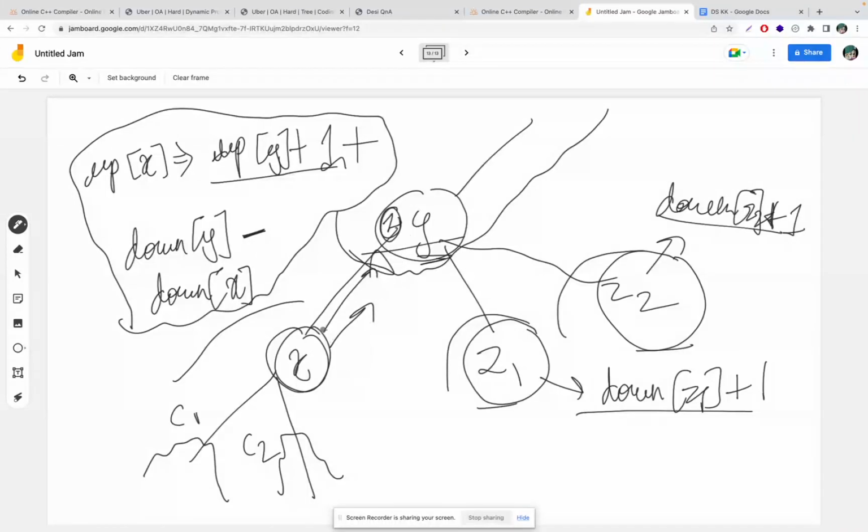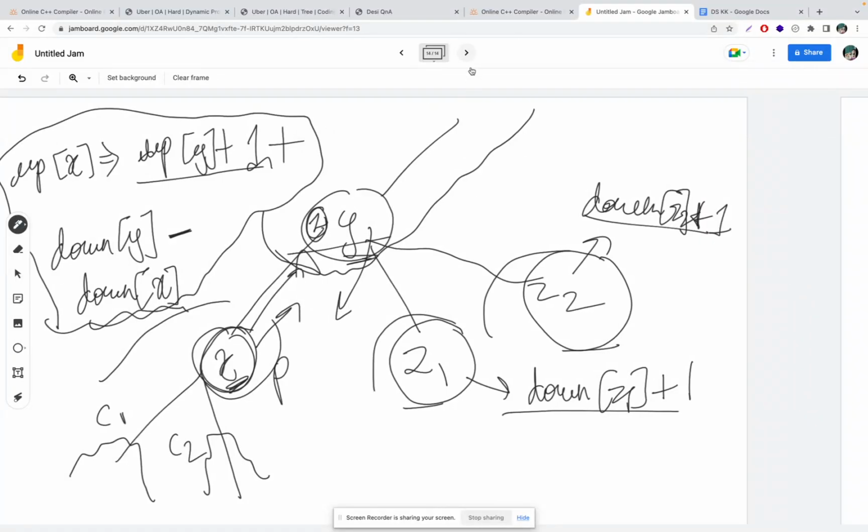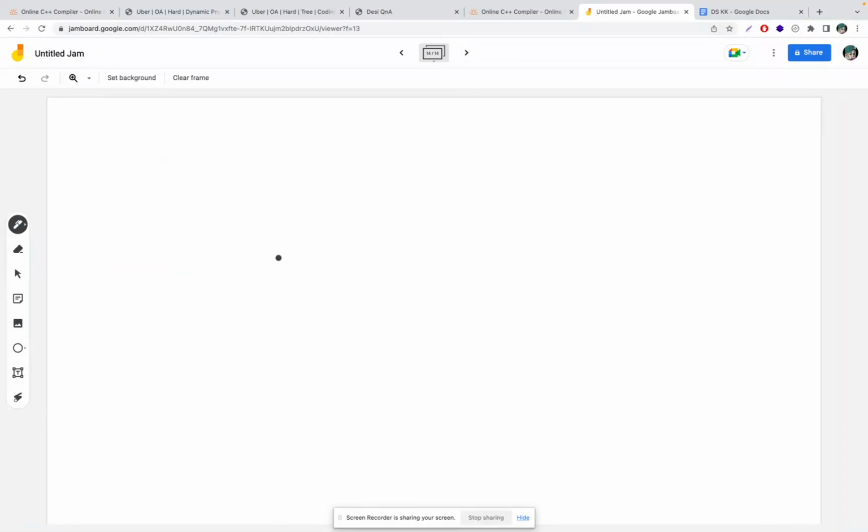And if x is prime, then we will not subtract down of x. Why? Because down of y would already not have counted down of x, since x was prime. So try to imagine it in that manner, then things will be easier for you. These things were very, very important.